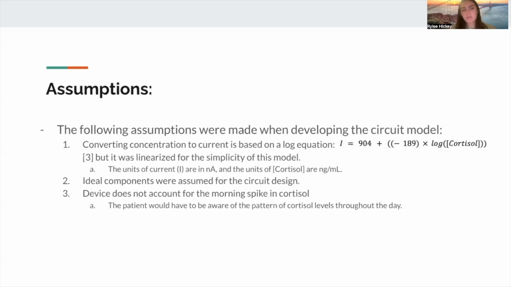Some assumptions that we made for our model were that when converting concentration to current, we based it off of a logarithmic equation, which can be seen below. This equation was then linearized for the simplicity of our model and utilizes the units of nanoamps for current and nanograms per milliliter for cortisol. We also assumed that ideal components were used in the design of the circuit. And finally, we assumed that the device does not account for the morning spike in cortisol, and therefore the patient would have to be aware of the pattern of cortisol levels throughout the day, shown in figure one, in order to accurately interpret their results.